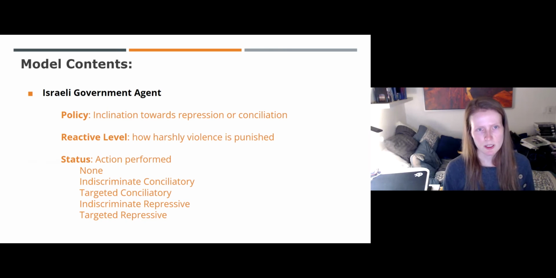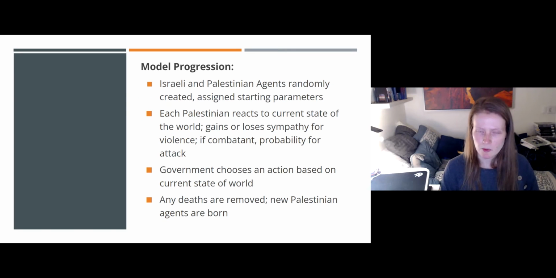The actions are determined based on certain parameters that the government holds, including inclination towards repression and their reactivity level towards violence. Every step of the model, the Palestinians react, the combatants have a probability to commit a violent attack and a probability to die from that attack, and the governments choose an action as well. At the end of each step, new Palestinian agents are born.